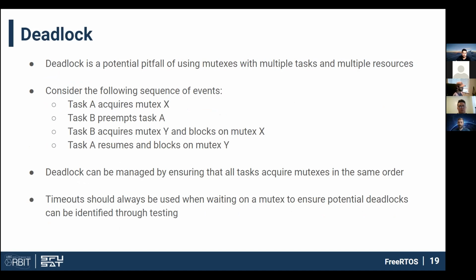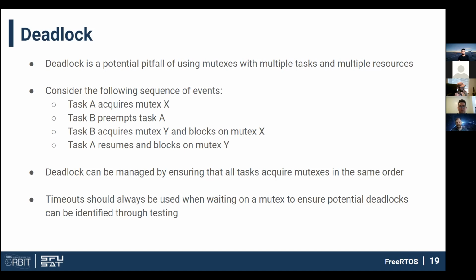So one thing to be aware of though, in any multitasking system, really, if you're using mutexes, is deadlock, which is essentially a case where you have one task waiting on another. Say task A is waiting on task B, and task B is waiting on task A. Neither of them will ever become unblocked and your system hangs indefinitely. So an example of that here: you have task A that takes mutex X, task B then preempts task A and acquires mutex Y and then blocks on mutex X, which is held by task A.